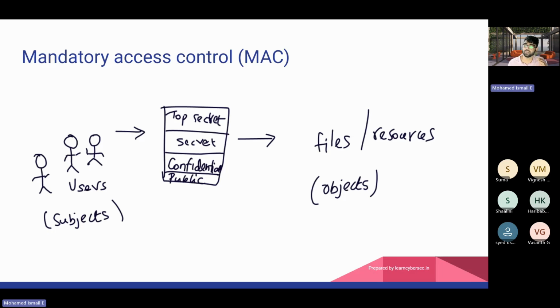Here, for example, we give secret, top secret, confidential. This is not always the case. You can even mark files as 1, 2, 3. Whatever file comes with 1, they can access. Whatever file comes with 2, only manager and above can access. So classifying files and then applying that classification to access the respective files is MAC.